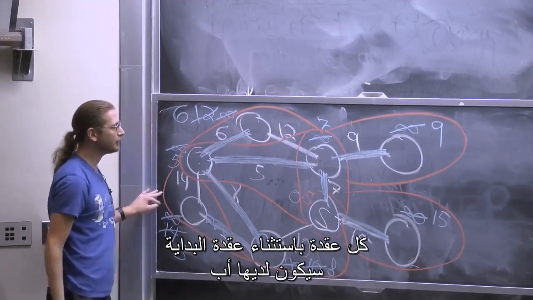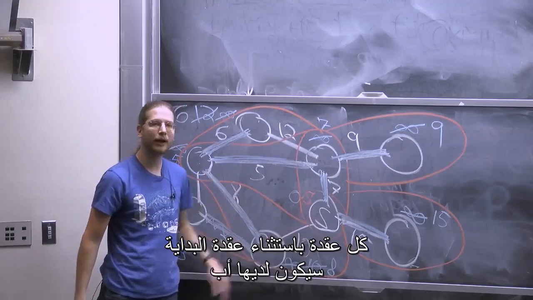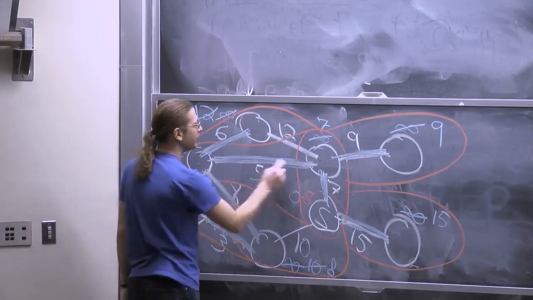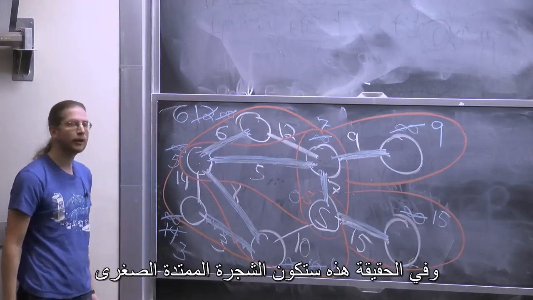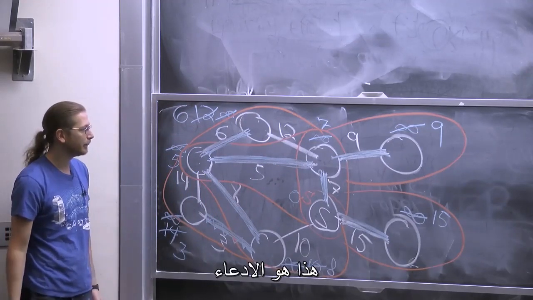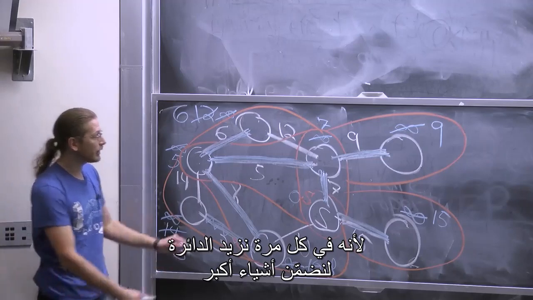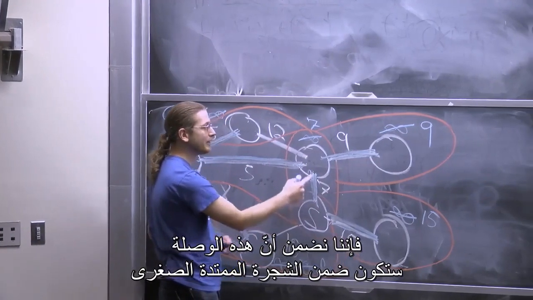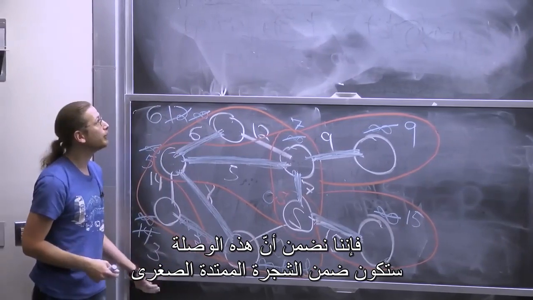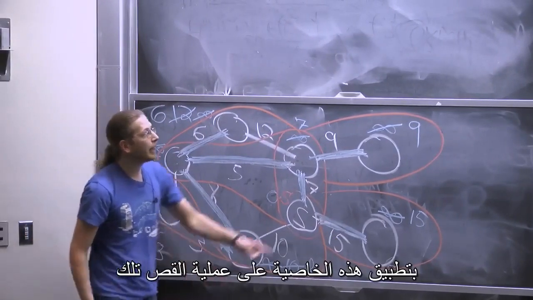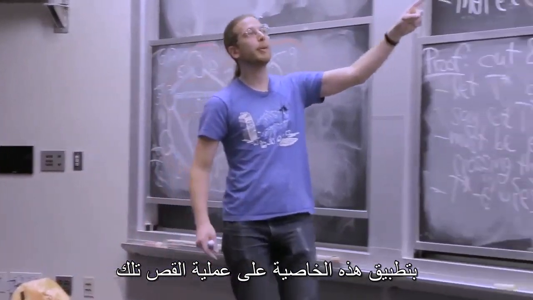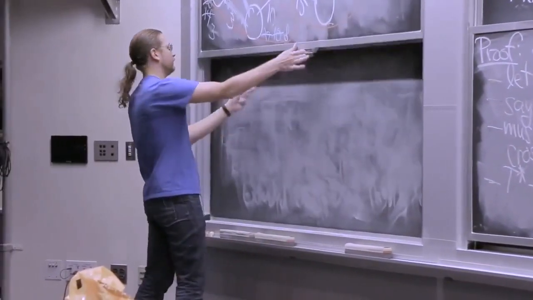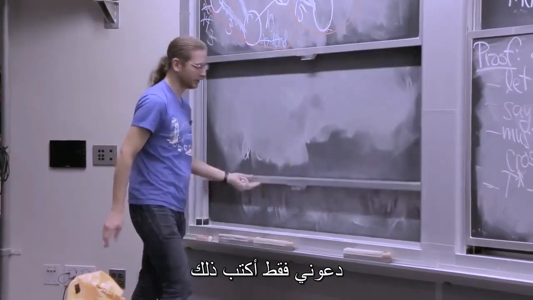Okay, every vertex except the starting one will have a parent, which means we'll have exactly n minus 1 edges. That's a good sign. And in fact, this will be a minimum spanning tree. That's the claim. Because every time we grew the circle to include a bigger thing, we're guaranteed that this edge was in the minimum spanning tree by applying this property with that cut. Let me just write that down.